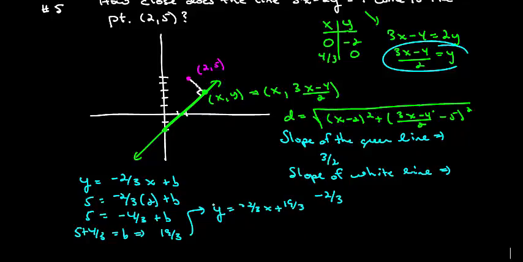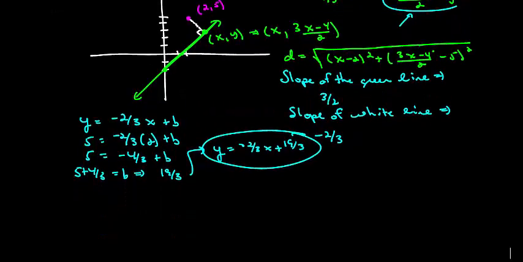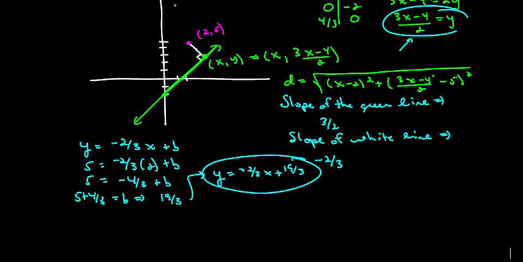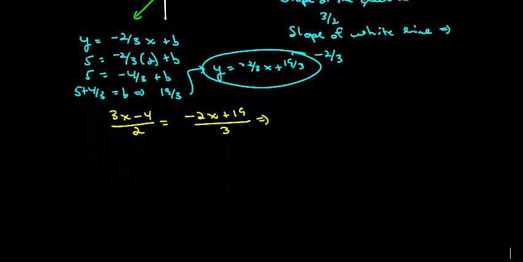Well, what we need to do is figure out when this line intersects this line. When they intersect, their x and y values are equal. So we need to solve the following: if the y values are equal to one another, then 3x minus 4/2 must be equal to -2/3 x plus 19/3. That's what we've got to solve.